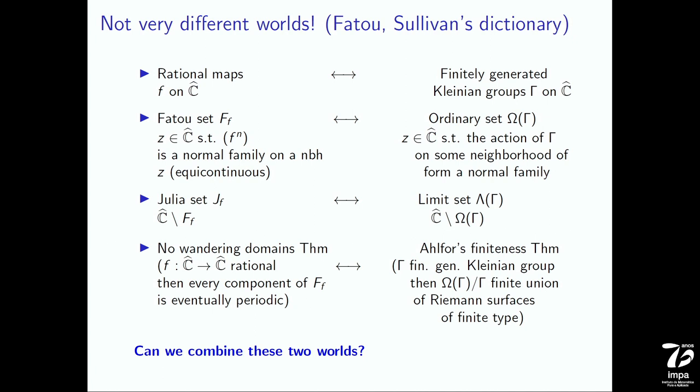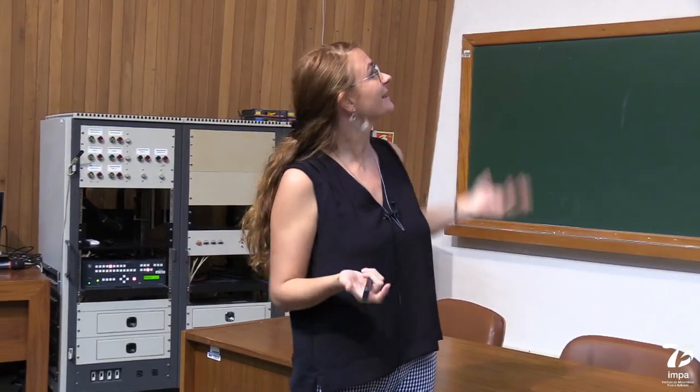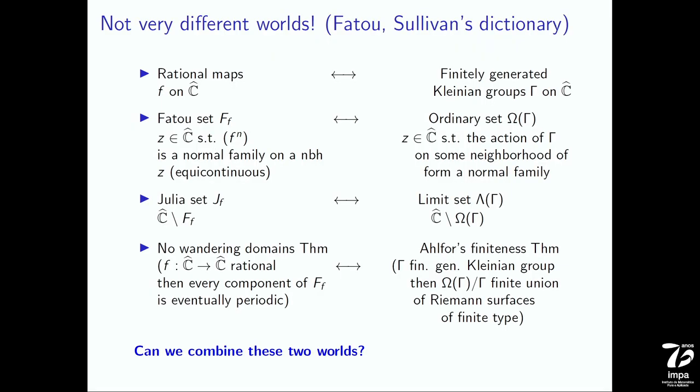And Sullivan realized it again in the 80s when he started writing down all the correspondences between these two worlds in what has become known as the Sullivan Dictionary, and that culminated in his proof of the no wandering domains theorem, inspired by the proof of Ahlfors' finiteness theorem, importing quasi-conformal theory and quasi-conformal surgery in the world of iteration of rational maps, making a big revolution in our world. And well, these two worlds are not that different.